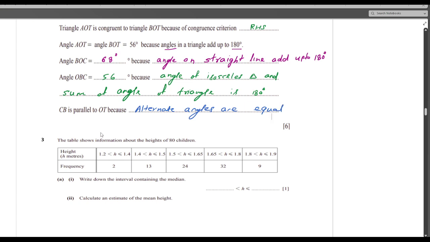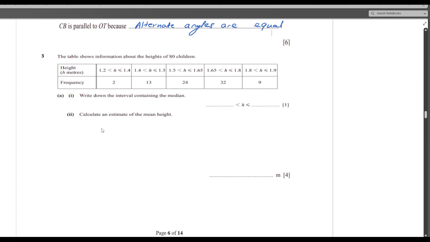Now question number 3. The table shows information about the heights of 80 children. So the range of height is given and its respective frequency is given. Write down the interval containing the median. So for the median, I will first find the cumulative frequency. Cumulative frequency here is 2. 2 plus 13 gives 15. 15 plus 24 gives 39. 39 plus 32 gives 71. 71 plus 9 is 80.